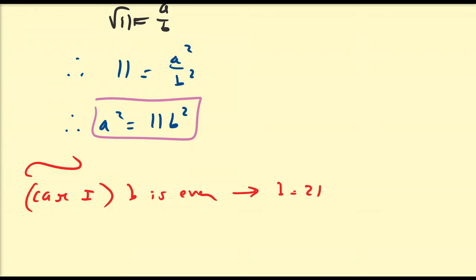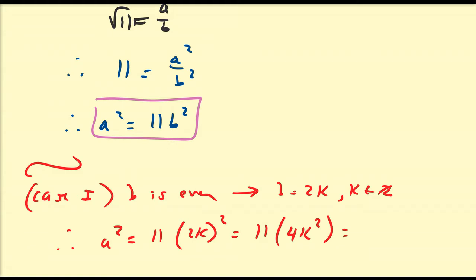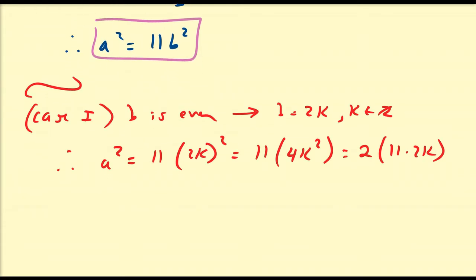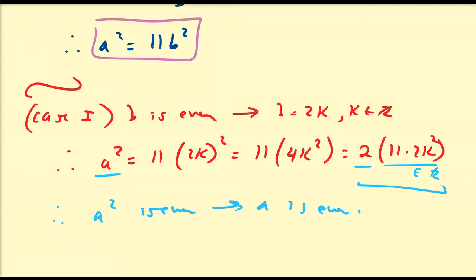So b is equal to 2k, where k is some integer. If that is the case, then a squared is going to be equal to 11 times the quantity 2k squared, which is equal to 11 times 4k squared, which is the same as 2 times 11 times 2k squared, right? All right, so from here, what do we have? We have a squared is equal to 2 times something. This is in the set of integers, therefore this is an even number. So therefore we have a squared is even, which we can easily prove means a is even also, right?